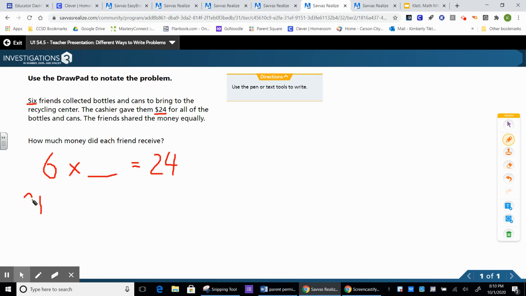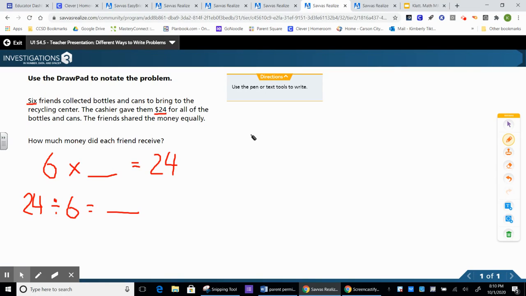So the notation was like this. When we're going to show our division problem, it's 24 divided by 6 equals, and that's an amount of money that each friend would get.